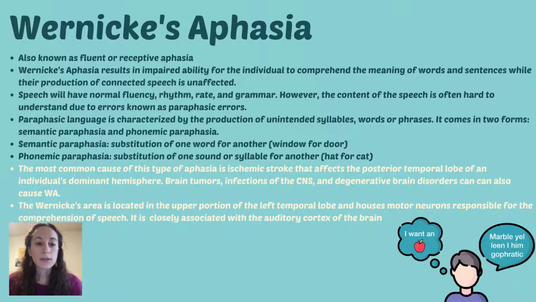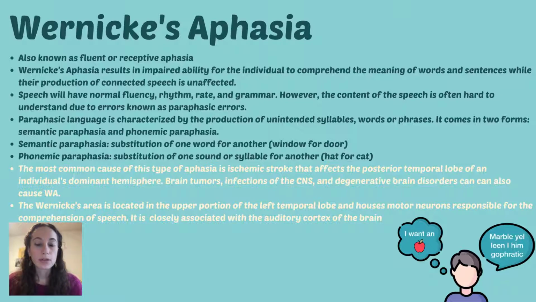An individual that suffers from Wernicke's aphasia will have the ability to produce connected speech, though their comprehension of the meaning of words and sentences will be impaired. Speech can be seen with normal fluency, rhythm, rate, and grammar, though the content of the speech is often hard to understand. As you can see in the bottom right-hand corner, an individual may be asking for an apple, and the speech will come out in a sort of jumbled manner.